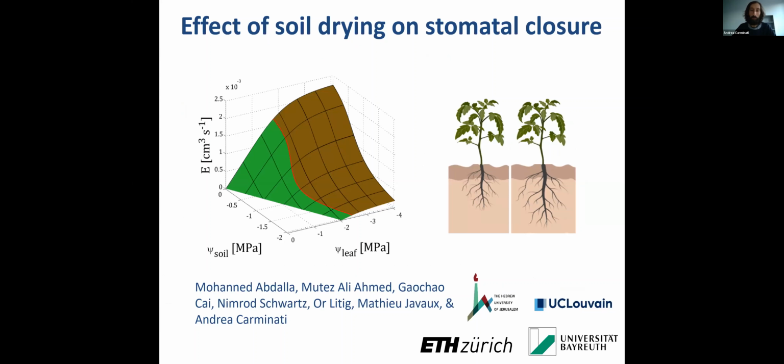The scope of this presentation is to discuss how soil drying impacts stomata closure. I will do it in a theoretical approach using a model that I developed with Mathieu Javot, and with experiments run in combination with Nimrod Schwarz and Orlitic, and mainly run by Mohamed Abdallah, a PhD student in Beirut, where we used the same tomatoes that Nimrod described before. Here I will focus on two of them with contrasting root length. The idea was to see if plants with different roots also show different stomata closure.